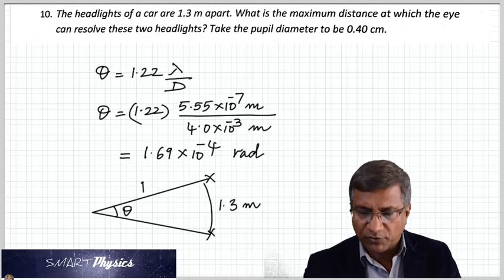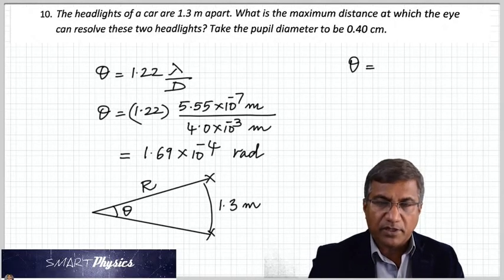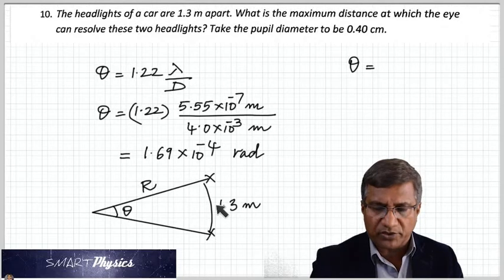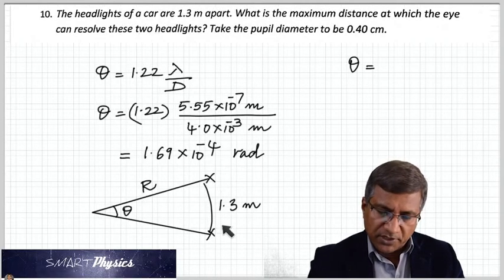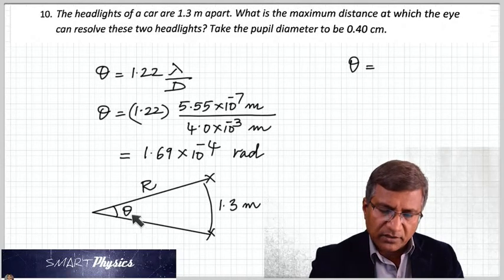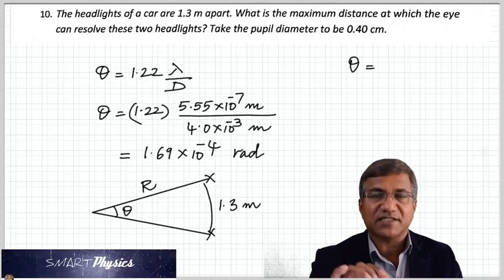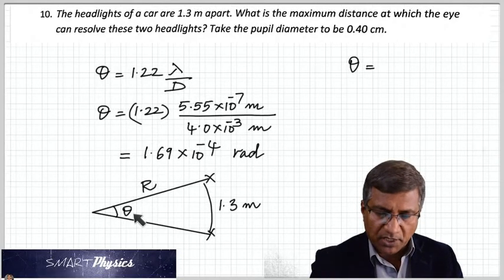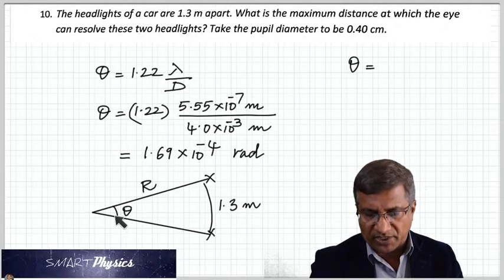So like before, from the angle, remember, I gave you this relation, this 1.33. So that's one headlamp. That's the other one. The distance between them is 1.3 meter. And this is going to be theta multiplied by the radius. As long as theta is in radians, you can multiply. If you divide these two, you get theta. That means theta times r gives you 1.3.